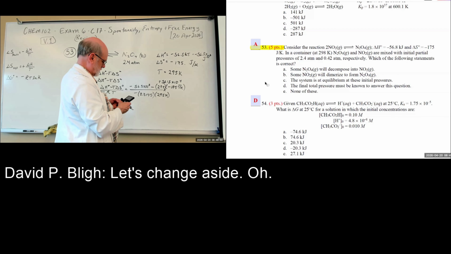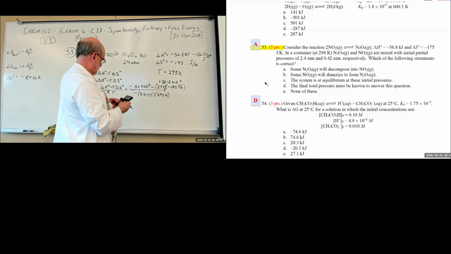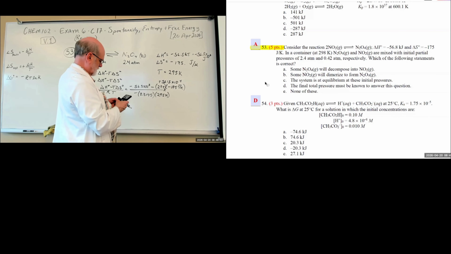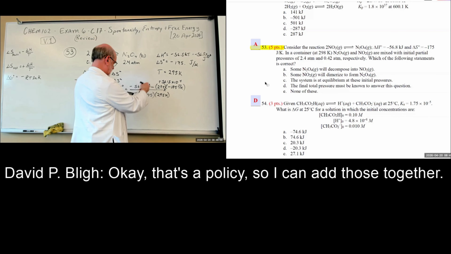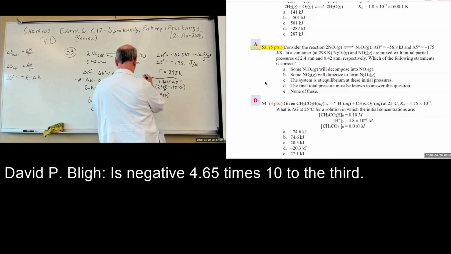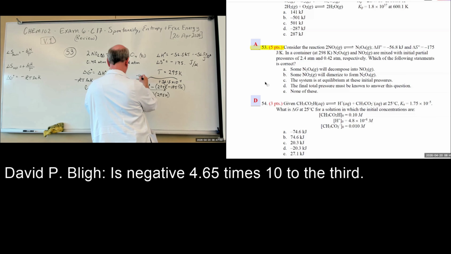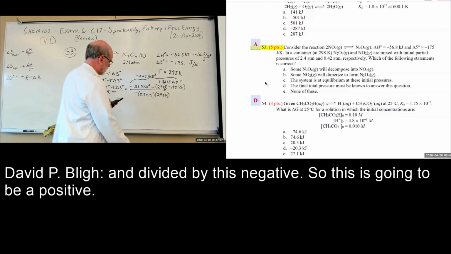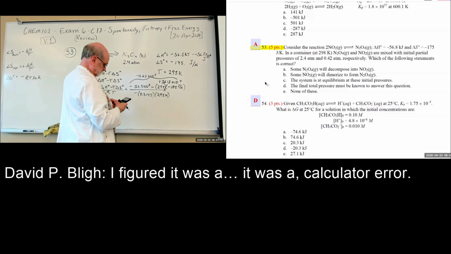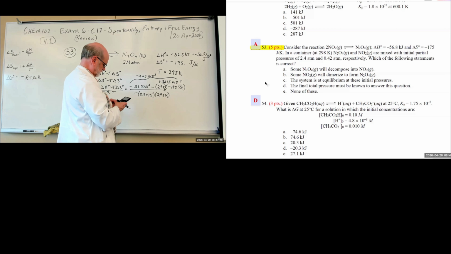Let's change the sign. No, wrong. Okay, that's positive, so I can add those together. All right, so this whole thing up here is negative 4.65 times 10 to the third. And divided by this negative. So this is going to be a positive. It was a calculator error.